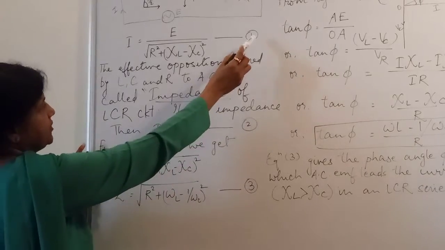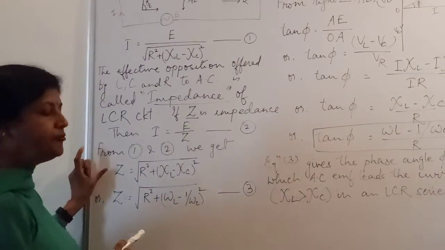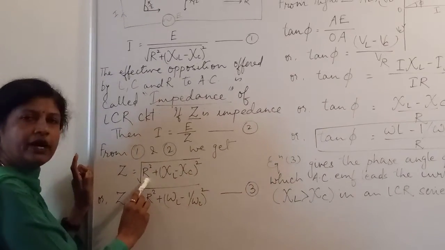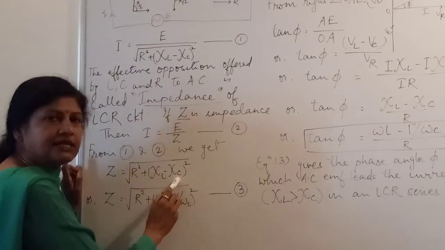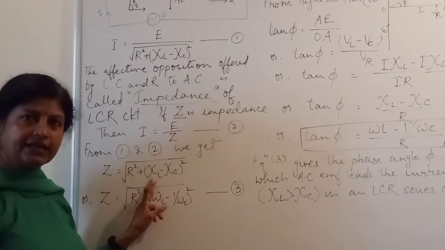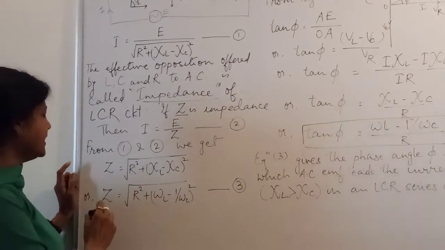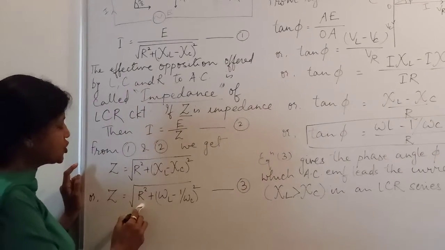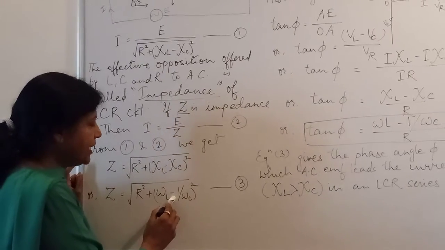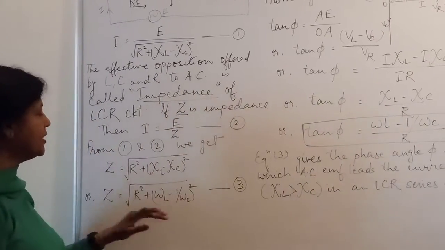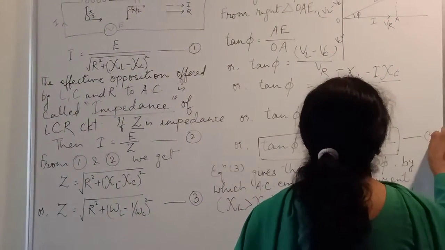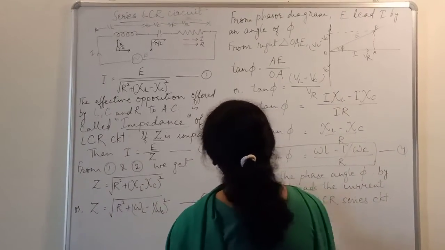Now, from equation 1 and equation 2, we can write Z is equal to square root of R square plus (XL minus XC) whole square. Now, if we substitute the value of XL and XC, we can write Z is equal to square root of R square plus (omega L minus 1 upon omega C) whole square. Let it be equation number 3.